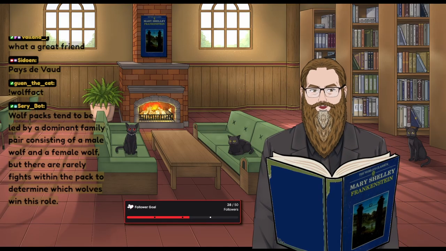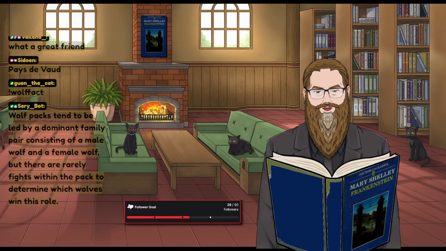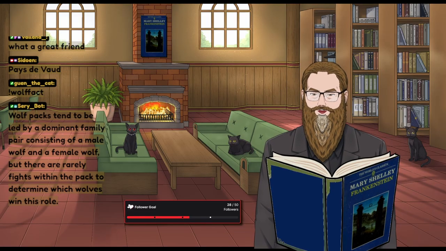And there's a footnote. That doesn't exist. Oh, what's this? We are learning about wolves. Gwen has triggered her curiosity.